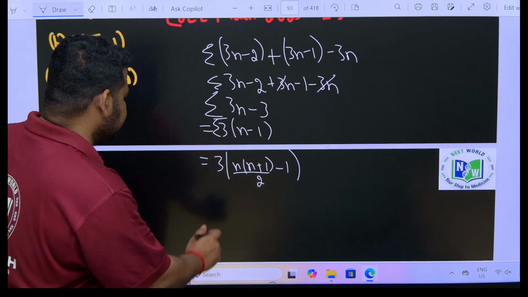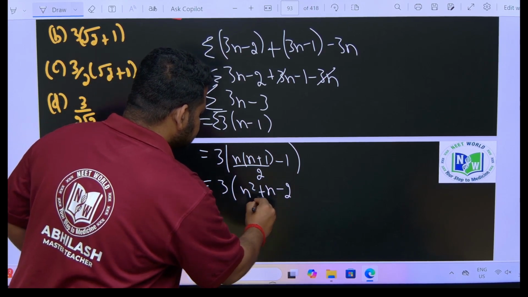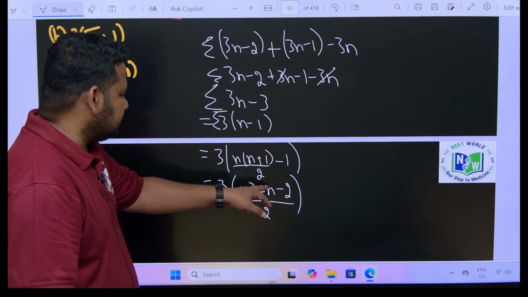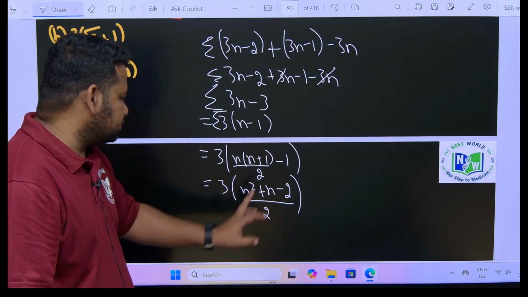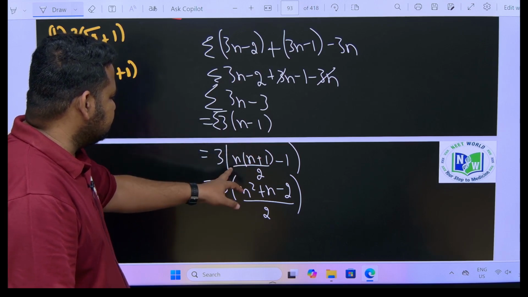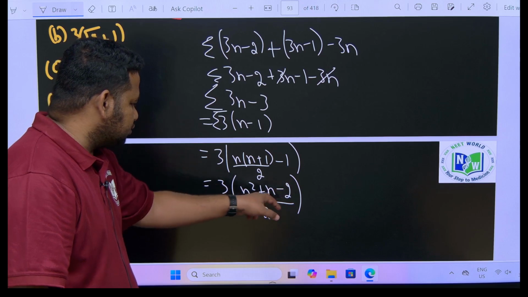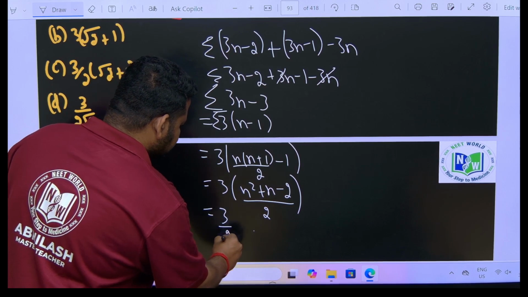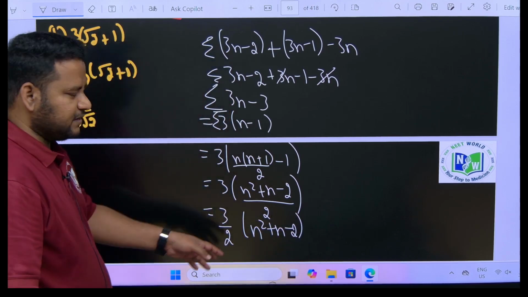So now what will happen to this? If I further simplify this, n square plus n minus 2 by 2. So this will be what, friends? This will be 3 into n minus 1, n into n plus 1 by 2. So n square plus n minus 2, this LCM I have taken, divided by 2. So this 3 by 2 I will take outside. So this will become n square plus n minus 2.